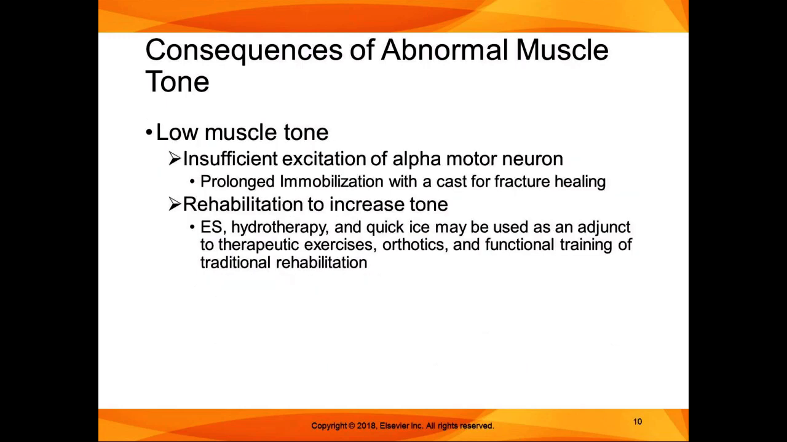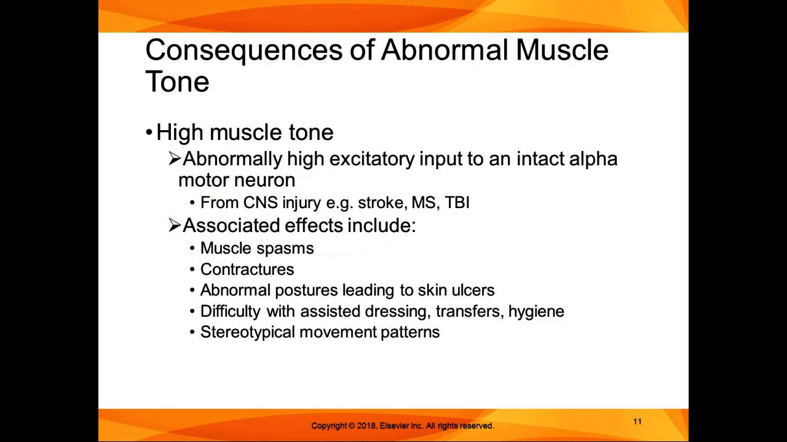So sometimes low muscle tone is caused by insufficient excitation of the alpha motor neuron. So like prolonged immobilization with a cast. And electrical stim is often used after that, hydrotherapy or quick ice again, as an adjunct to therapeutic exercises, orthotics, and functional training. So remember, the physical agent by itself is not therapy, is not physical therapy, but they are adjuncts to active therapy.